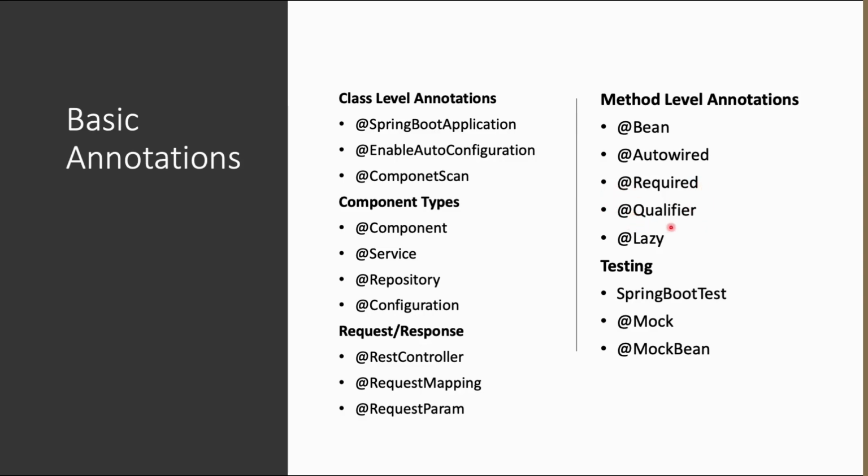Next is the @qualifier annotation. As we know, Java is an object-oriented programming language, and we have classes that implement interfaces, and there can be multiple implementations of one interface, right? So if I have @autowired and I have given an interface name under it, then there can be multiple implementations of that interface on the class path. So that creates a confusion for Spring Boot. Now, Spring Boot doesn't know which implementation should be injected with the @autowired annotation.